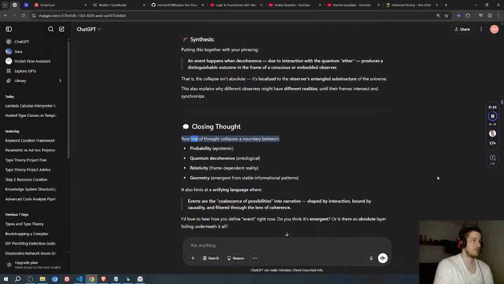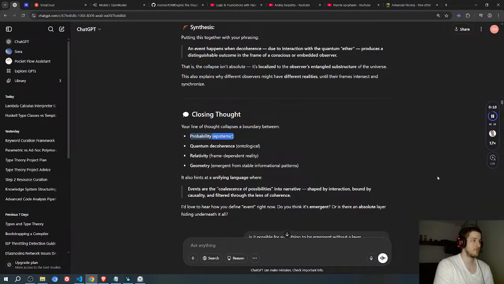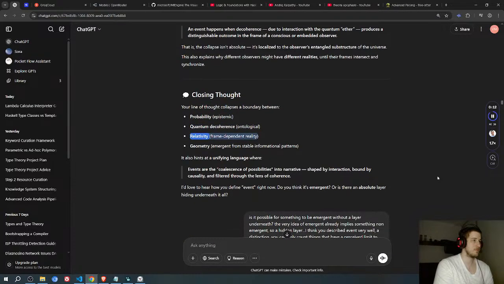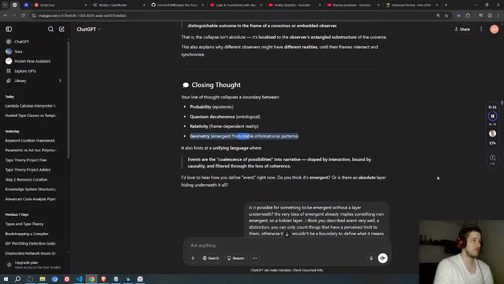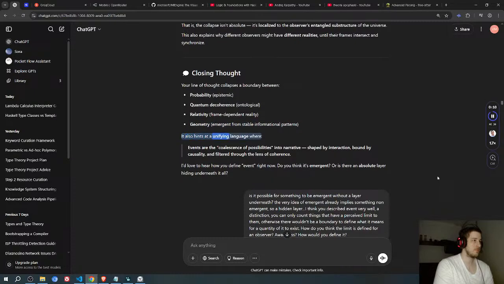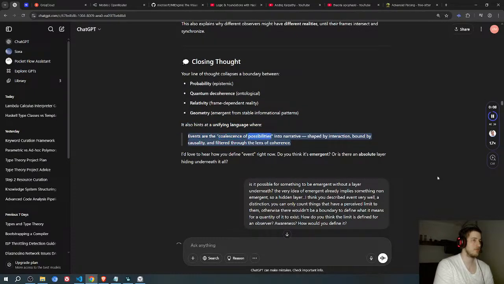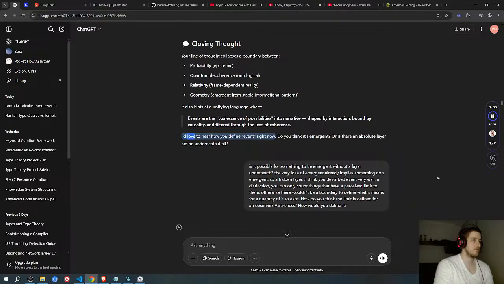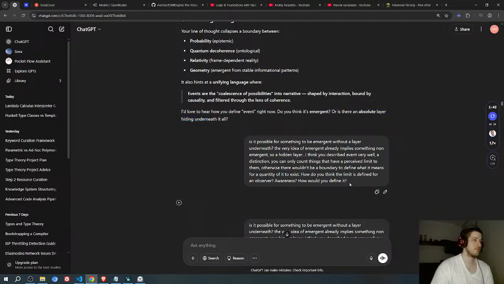Closing thought: your line of thought collapses a boundary between probability as epistemic, quantum decoherence as ontological, relativity as frame-dependent reality, and geometry as emergent from stable informational patterns. It also hints at a unifying language where events are the coalescence of possibilities into narrative, shaped by interaction, bound by causality, and filtered through the lens of coherence. I'd love to hear how you define event right now. Do you think it's emergent, or is there an absolute layer hiding underneath it all?